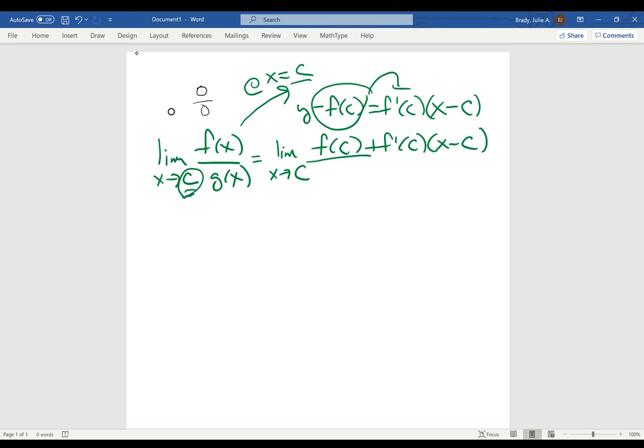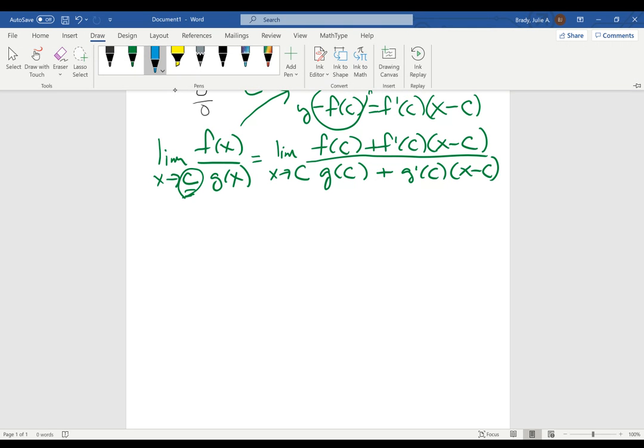And if you did g, it would be the same thing. As long as these functions are nicely behaved, this is going to be true. So this would be g of c plus g prime of c times x minus c. So we're essentially saying, because mathematicians are problem solvers, let's model this ratio just where we're looking with the tangent lines.